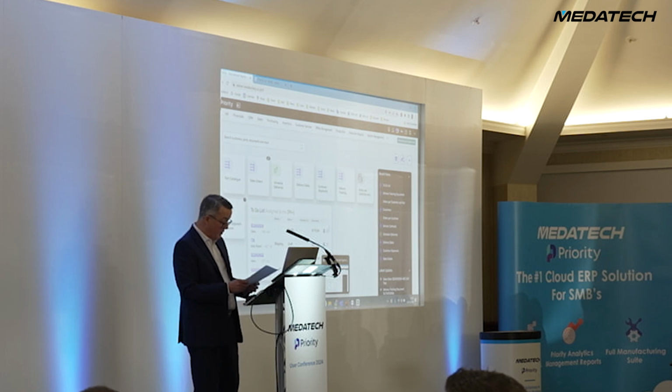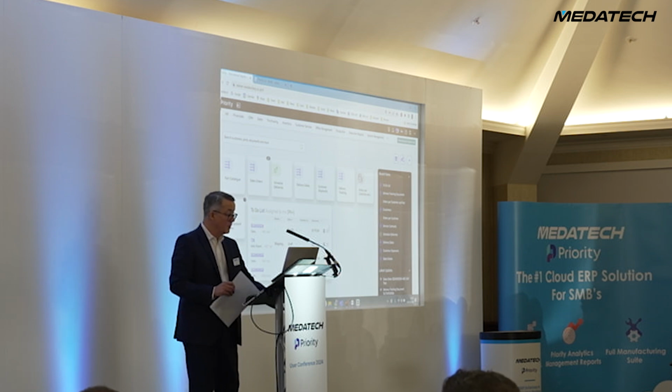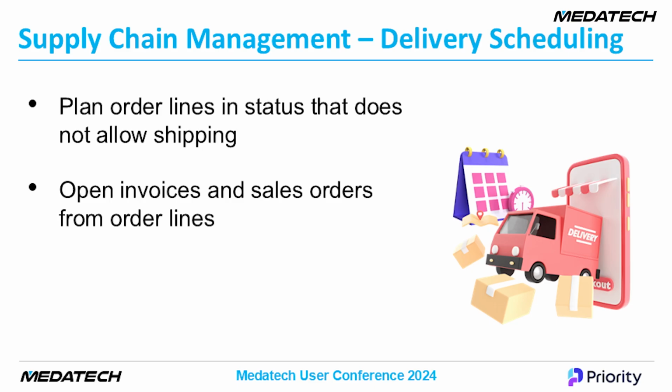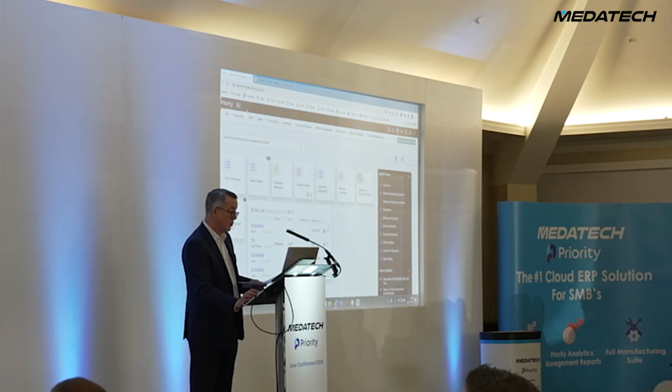Right, there have been some changes to the delivery scheduling in that now when we're looking at the scheduling of deliveries, it's possible for the system to plan shipment of order lines that would usually not allow shipping, i.e. not picked. So they'll still be considered. And it's possible to open invoices and sales orders directly from order lines. So we're going to do that. That's exactly what we're going to do. Okay, so we're going to plan or schedule some deliveries.